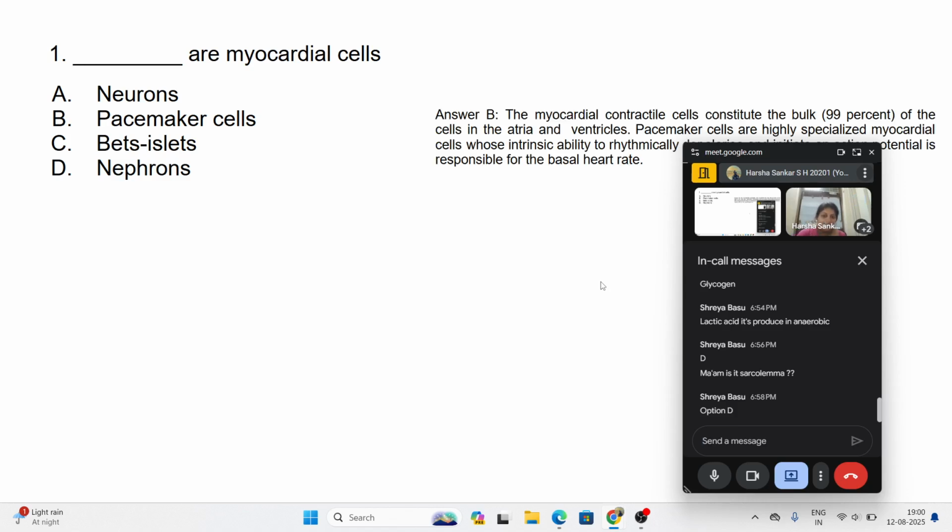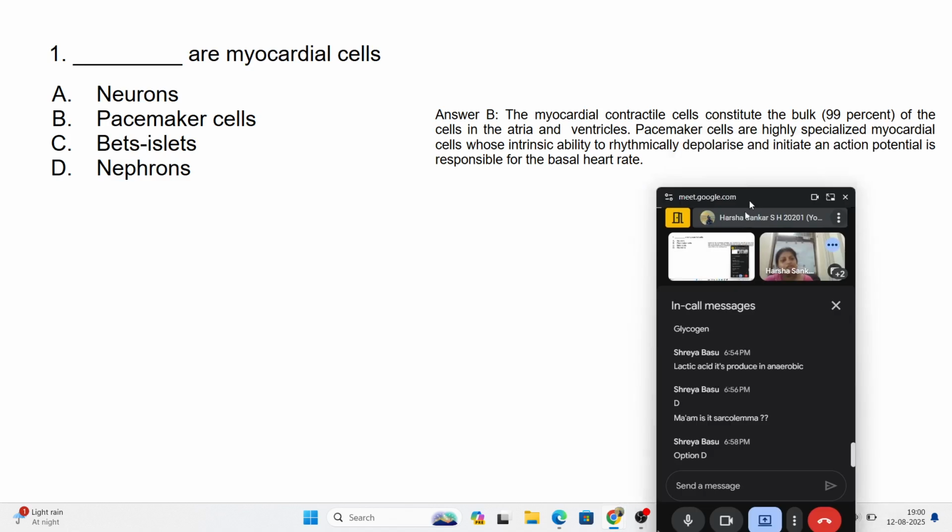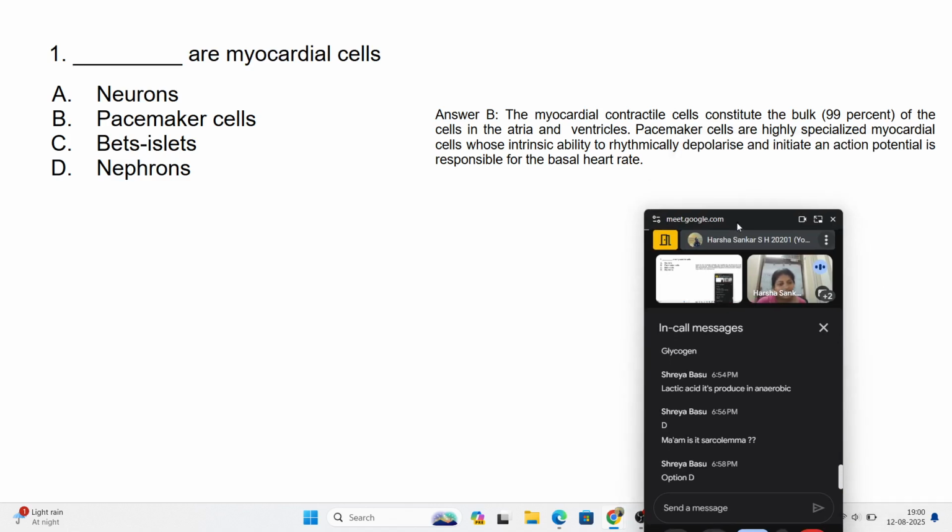Yeah, pacemaker cells. Option B is the correct answer. Myocardial contractile cells constitute the bulk of the cells in atria and ventricles. Pacemaker cells are highly specialized myocardial cells, whose intrinsic ability to rhythmically depolarize and initiate an action potential is responsible for the basal heart rate. So, myocardial cells are the pacemaker cells present in the heart.